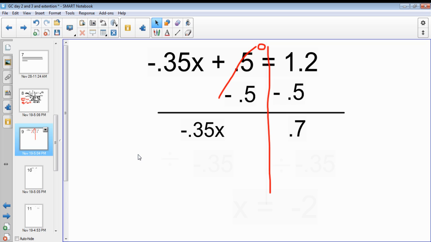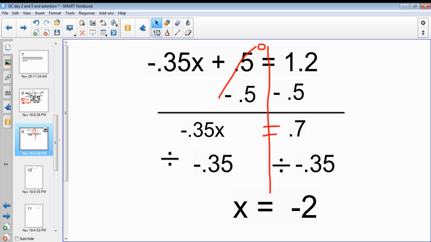When we do that, those cancel each other out, and we are left with negative 35/100 times x is equal to 7/10. Be careful when you plug these numbers into your calculator. Make sure your decimal points are in the right spot. We cannot say 12 minus 0.5. It needs to be 1.2. From here, again, we're going to use our inverse operations. Since negative 35/100 is our coefficient, we're going to divide both sides by negative 35/100. When we do, we're left with an answer of x equals negative 2.